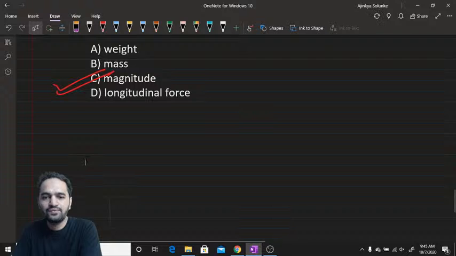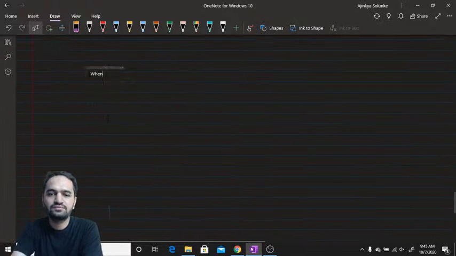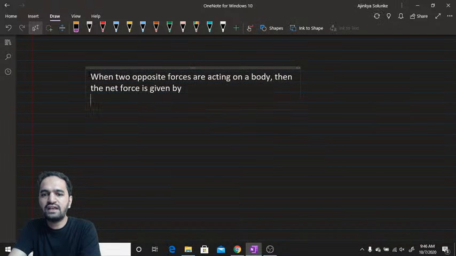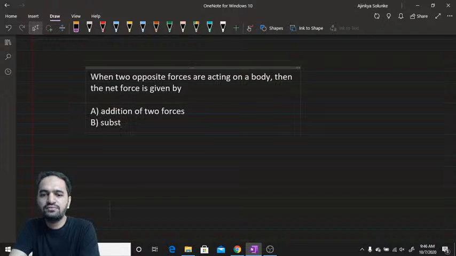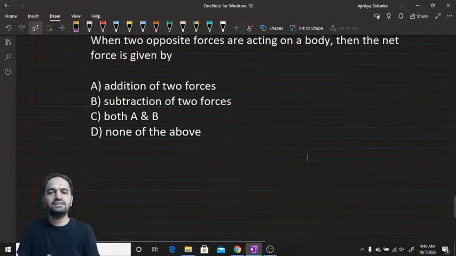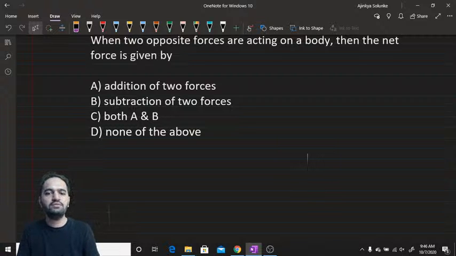Okay, chalo. Let me write down a new question. When two opposite forces are acting on a body, then the net force is given by: A, addition of two forces; B, subtraction of two forces; C, both A and B; and D, none of the above. When two forces are acting on a body, the net force is given by, what do you think?